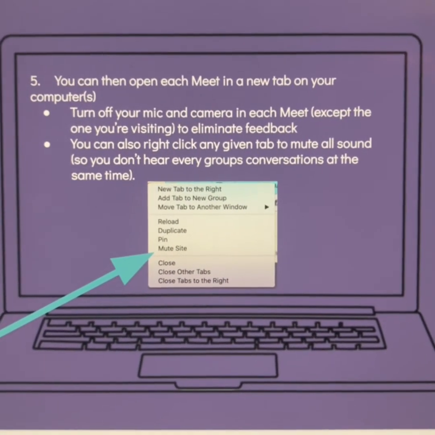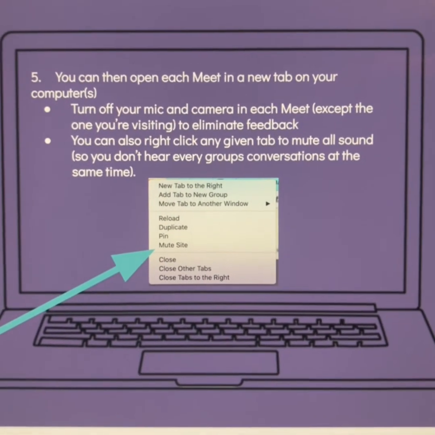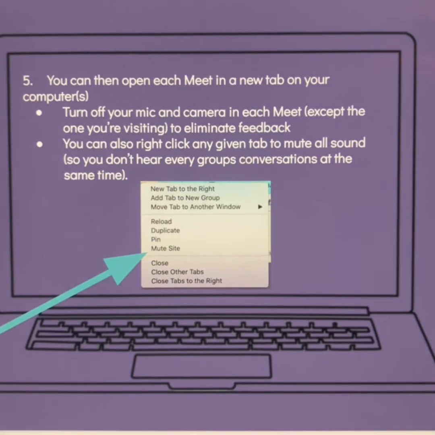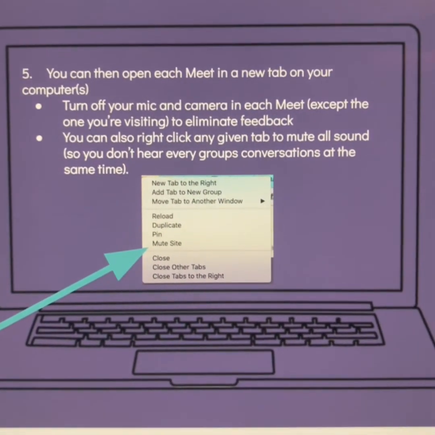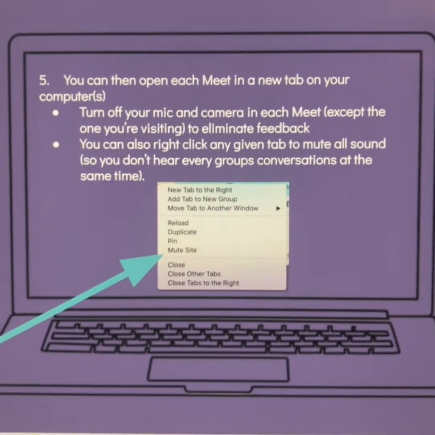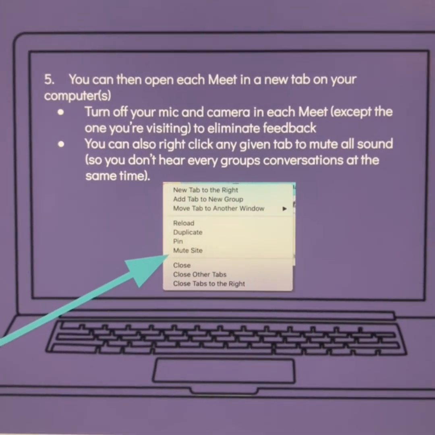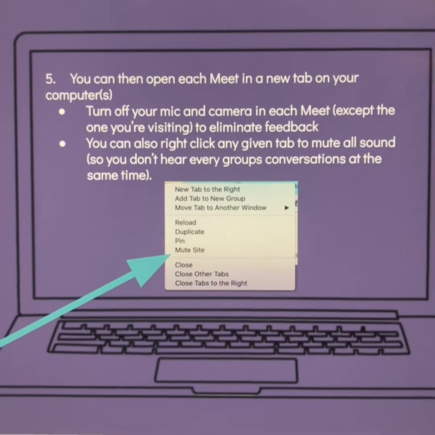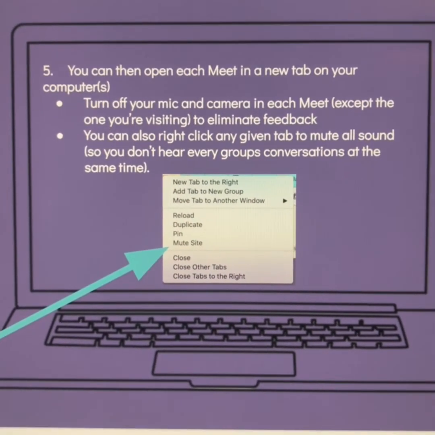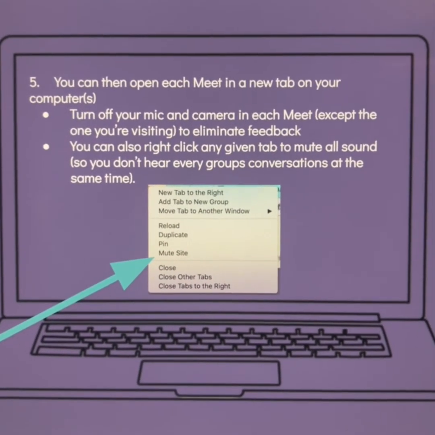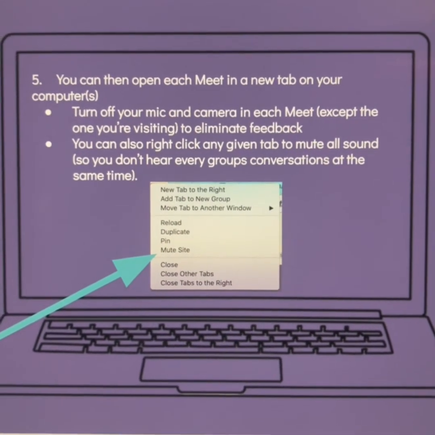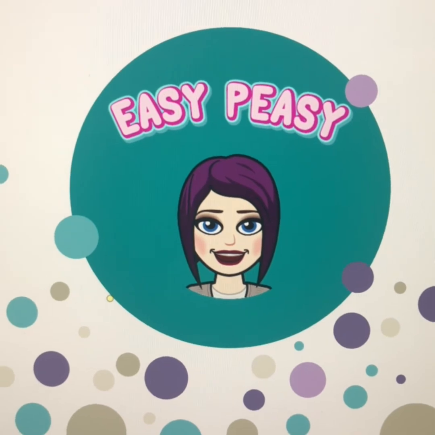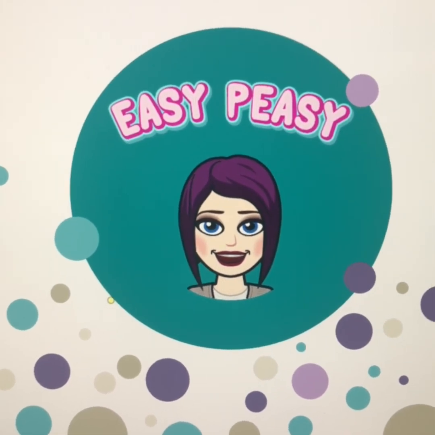You can also right-click any given tab. This goes for not just this breakout group thing. Anytime you have multiple tabs open and there might be sound involved on any of those sites, right-click a tab and you can choose Mute Site. And that way you won't hear all of the chatter from each of the groups as they're doing their collaborative discussions. That's it, an easy workaround until the new breakout room feature is officially part of Google Meet.